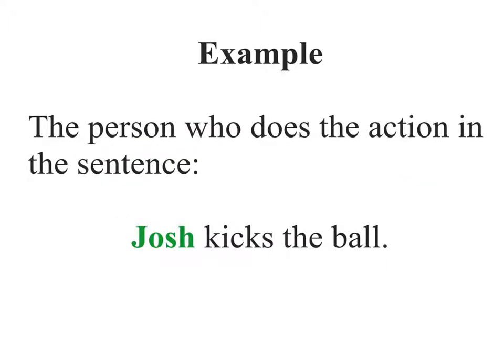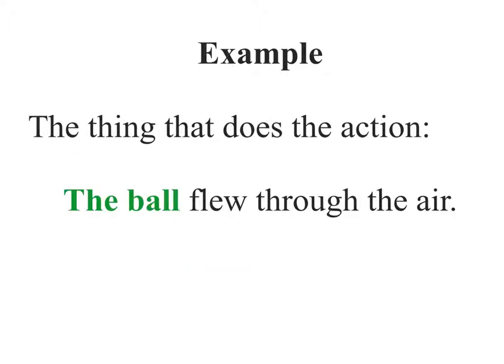So for example, the subject can be the person who does the action in the sentence. Josh kicks the ball. So Josh is the person doing something in the sentence, so Josh is the subject. It can also be a thing that does the action. So Josh kicks the ball, and in the next sentence, the ball flew through the air. So the ball is the one doing something. The ball is doing the action. So the ball is the subject. Essentially, the sentence is about the ball. So that makes the ball the subject.